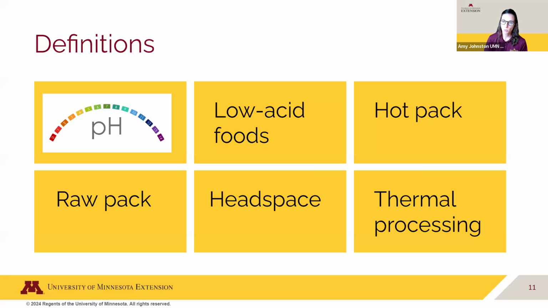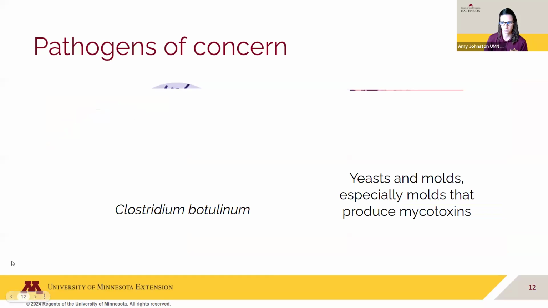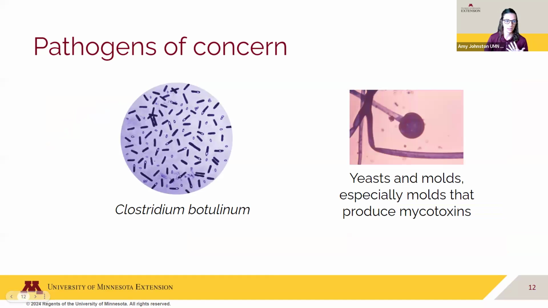The type of thermal processing that is needed is influenced by other food safety control factors like pH. So low acid foods, because they have a pH of greater than 4.6, must be processed in a pressure canner using that intense thermal processing. And that's because in low acid foods, Clostridium botulinum is our main pathogen of concern.